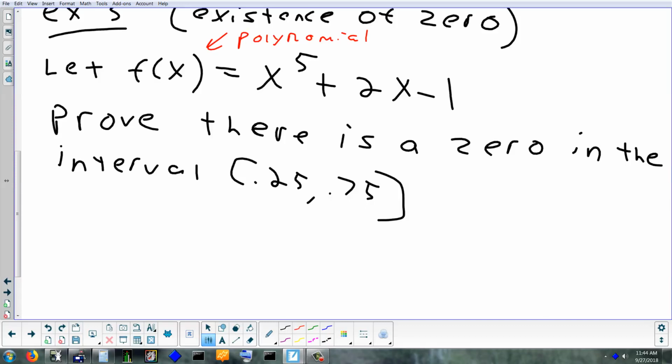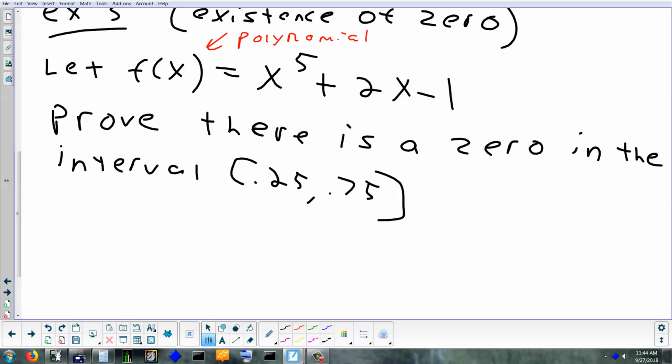Yes? Close. It's crossing what? The other one? Which one? The x-axis. The graph is crossing the x-axis. So what happens to the y value when you cross the x-axis? It goes from what to what? It goes from positive to negative, or negative to positive.